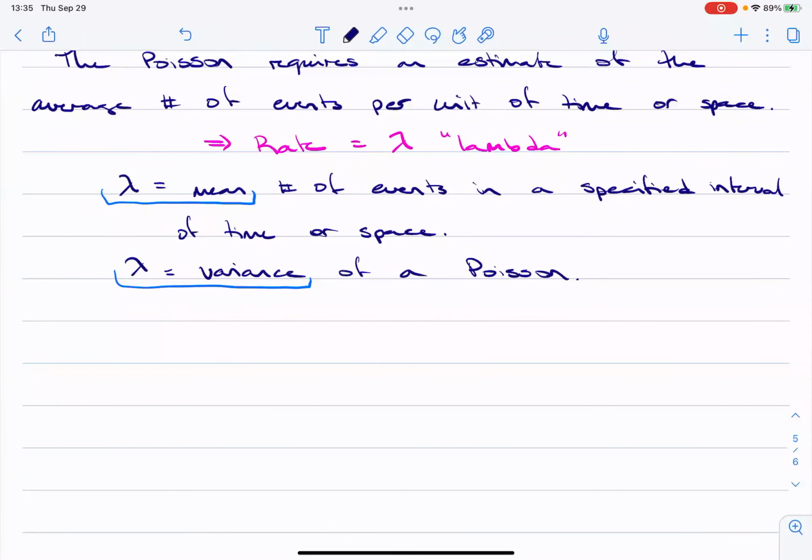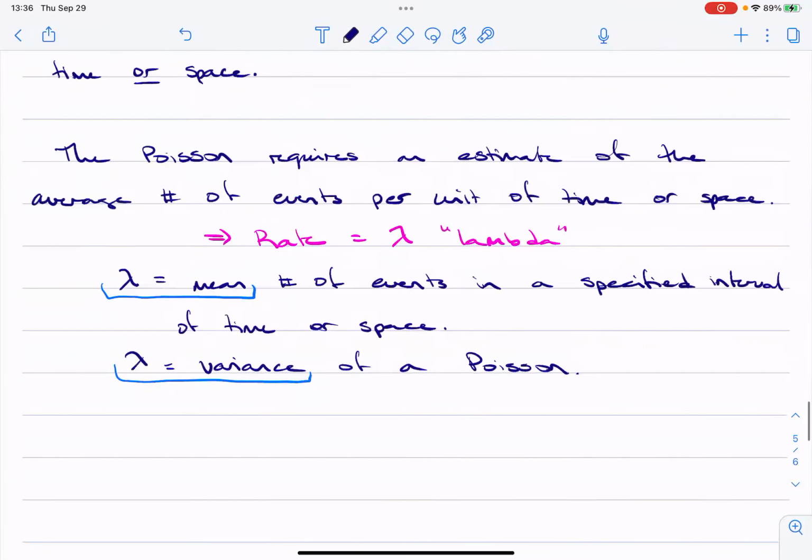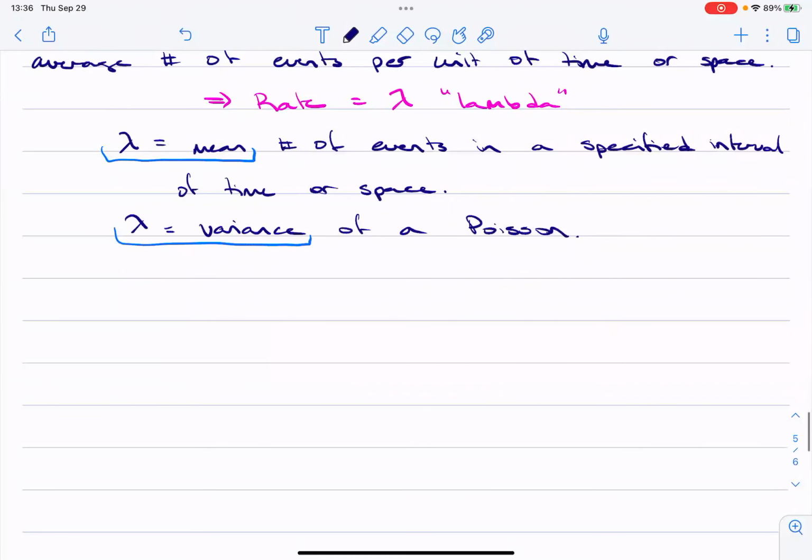This is where things get sticky. Because it's the average, it's the mean, but then there's going to be some variability as well, right? So we're going to have a good guess at how many events to expect, an average number of events, but then there's also the variability, which happens to be the same. It's pretty weird, but that's how it is.